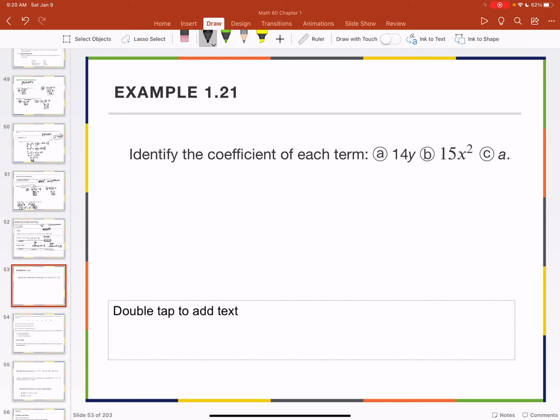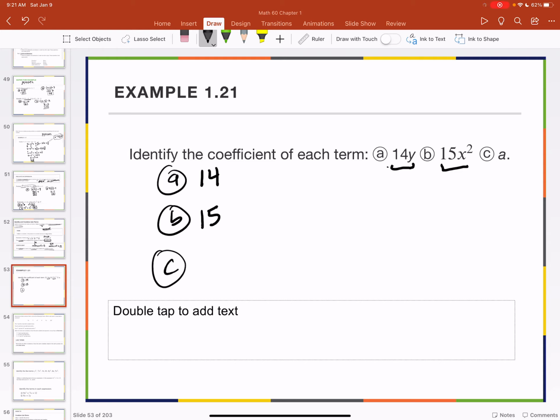All right, let's do this. So here we have identify the coefficient of each term. Now, this is fun, okay? So now go ahead, if you want to try this on your own, hit pause and then go over the solutions. Otherwise, if you just want to go through this with me, let's go through this together, okay? So A, we have 14y. What's the coefficient? If you said 14, yay, good for you. B, we have 15x squared. So what's the coefficient? The coefficient is just 15.